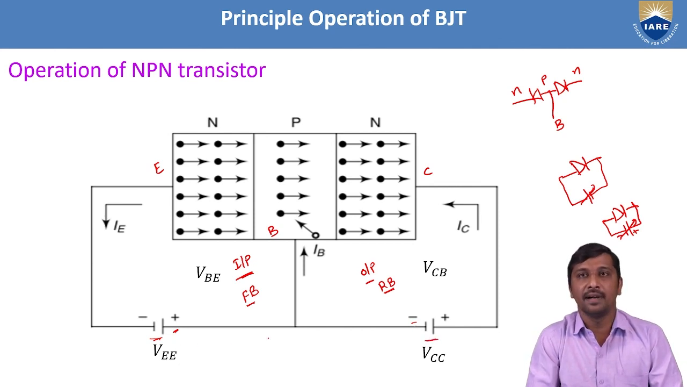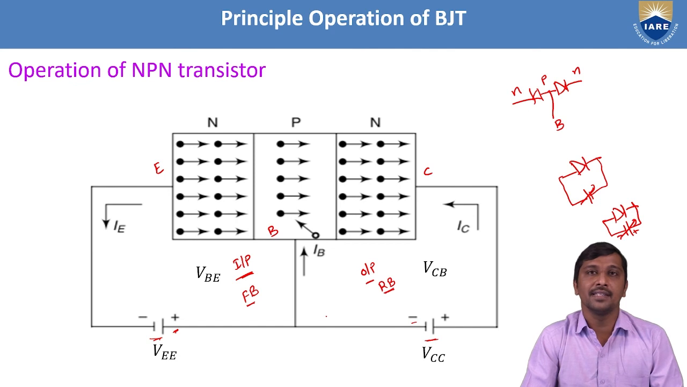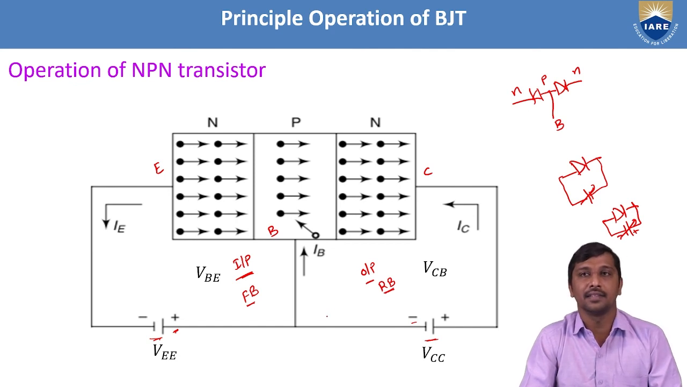With respect to this biasing, I define the input side as a low resistance input circuit, and the output side as a high resistance circuit. Then the signal is transferred from the low resistance input circuit to the high resistance output circuit. So this is the most important point while defining the biasing condition in a transistor.